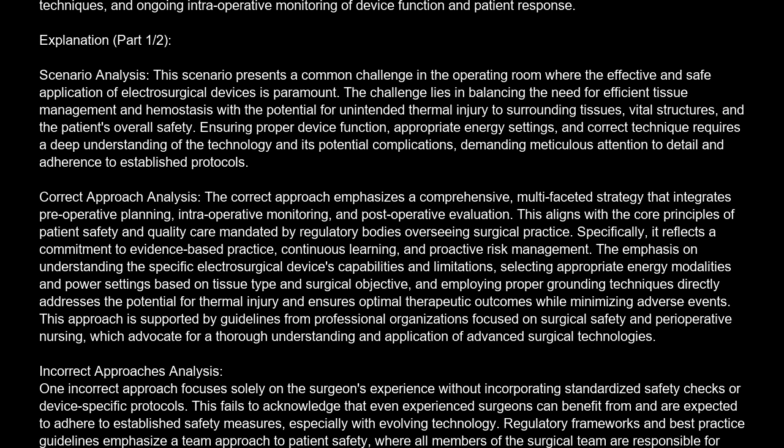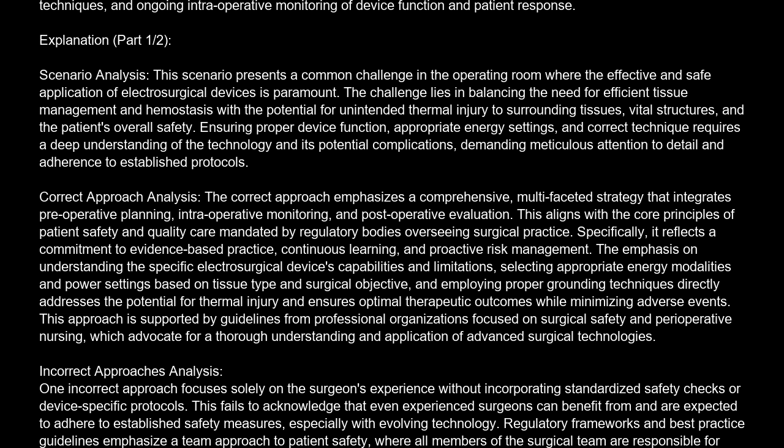Explanation. Scenario analysis. This scenario presents a common challenge in the operating room where the effective and safe application of electrosurgical devices is paramount. The challenge lies in balancing the need for efficient tissue management and hemostasis with the potential for unintended thermal injury to surrounding tissues, vital structures, and the patient's overall safety.